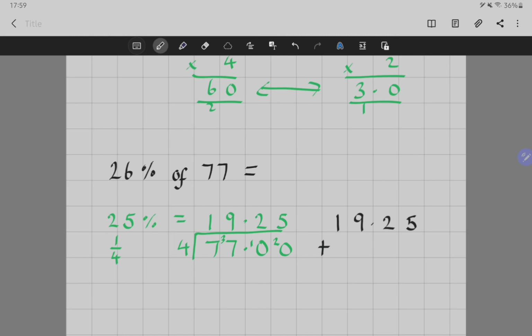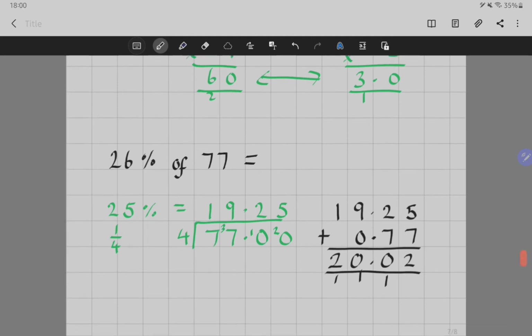19.25 plus my 1%, 0.77. 5 plus 7. Okay, what's that going to equal? Yep, 13. Oh, no, actually, I don't think it's 13. 12. 2 plus 7 is 9, plus an extra 1 is 10. 9 plus 1 is 10 again. 1 plus 2 is 20. 20.02. So well done if you've got that one right as well.